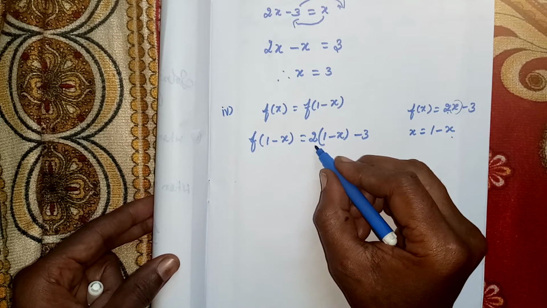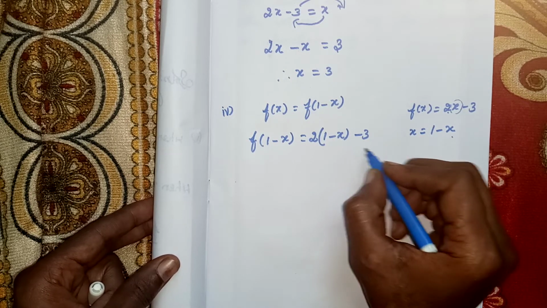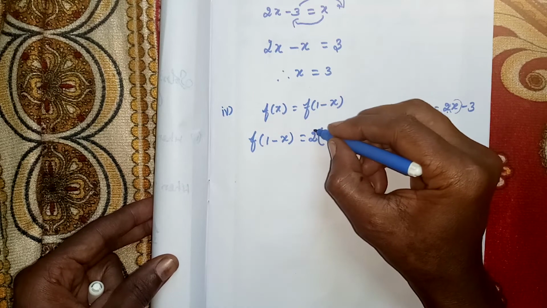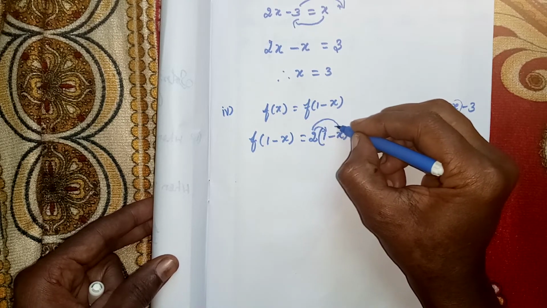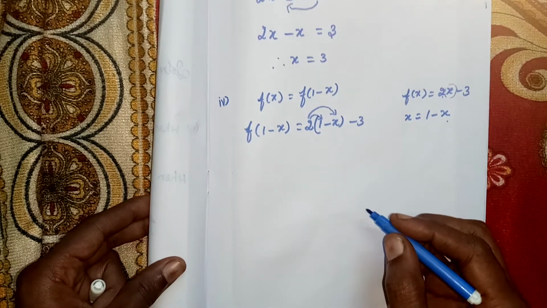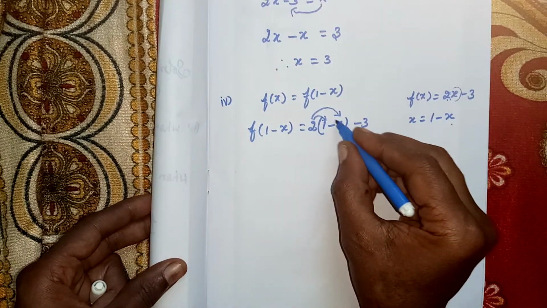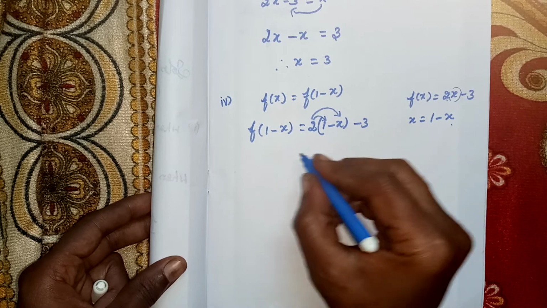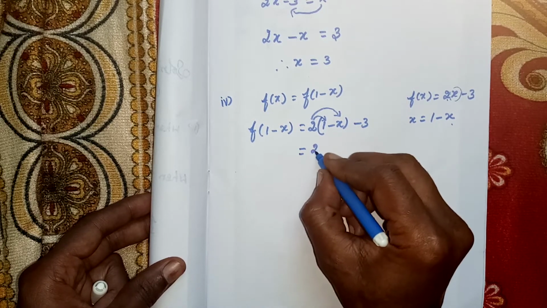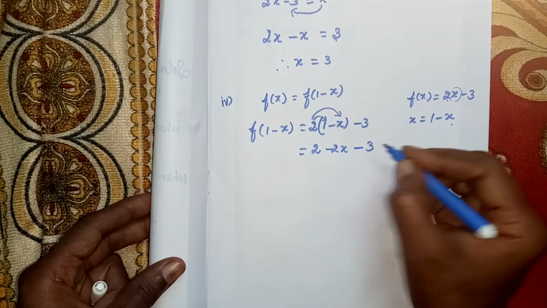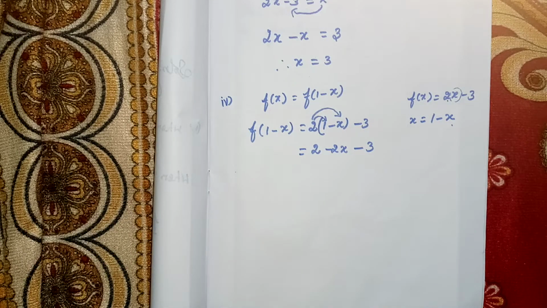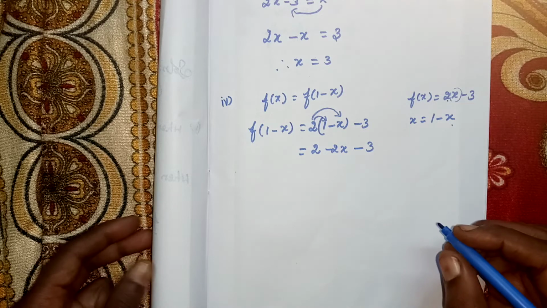2 into 1 minus x minus 3. Here 2 into 1 means 2, and 2 into x means 2x. Okay, 2 is common for these two terms. So, 2 minus 2x minus 3. Clear? 2 minus 2x minus 3.